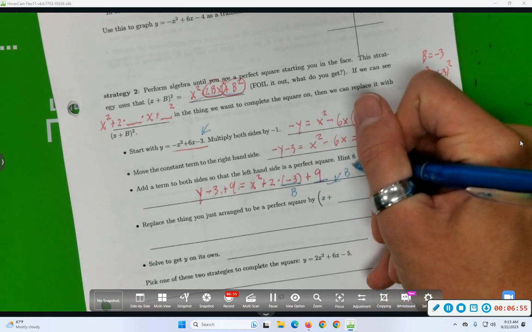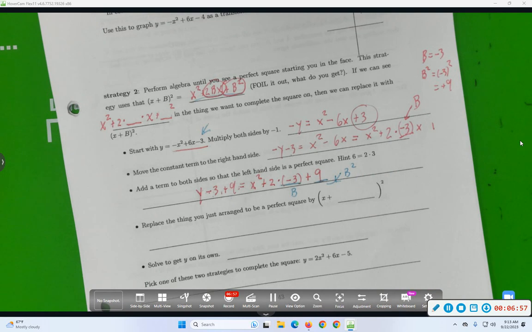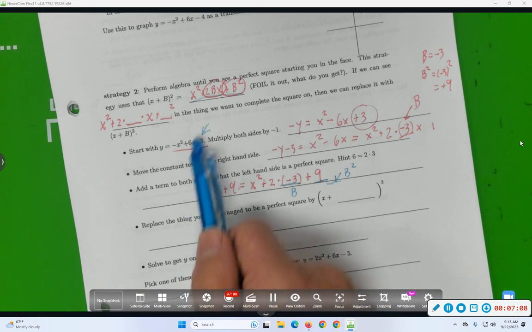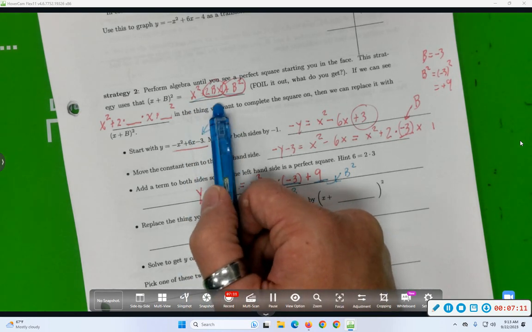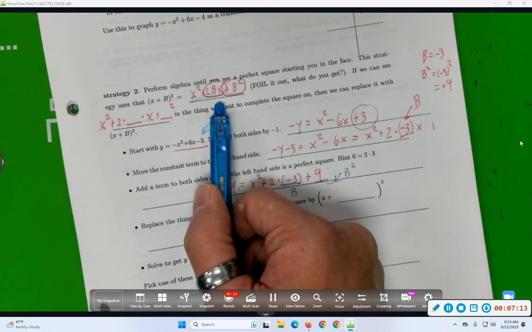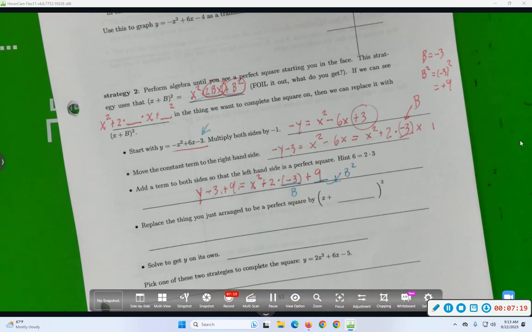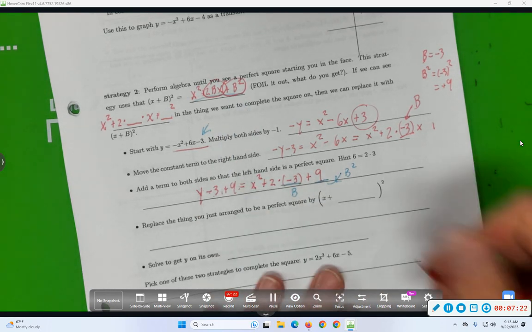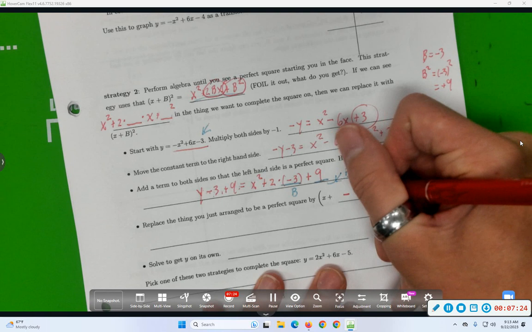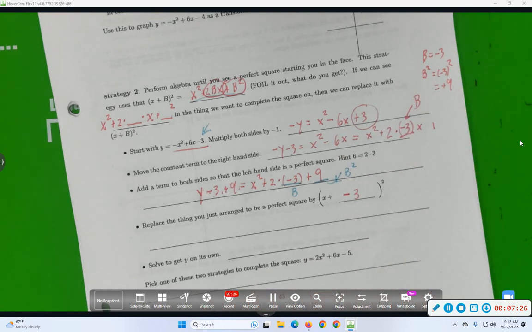And right there I see b squared. Oh, neat. Is the right-hand side of that equation now a perfect square? Well, is it x squared plus 2 times something times x? Then is it plus that same something squared? Cool. So the thing on the right-hand side is now x squared plus negative 3, x plus negative 3 quantity squared.